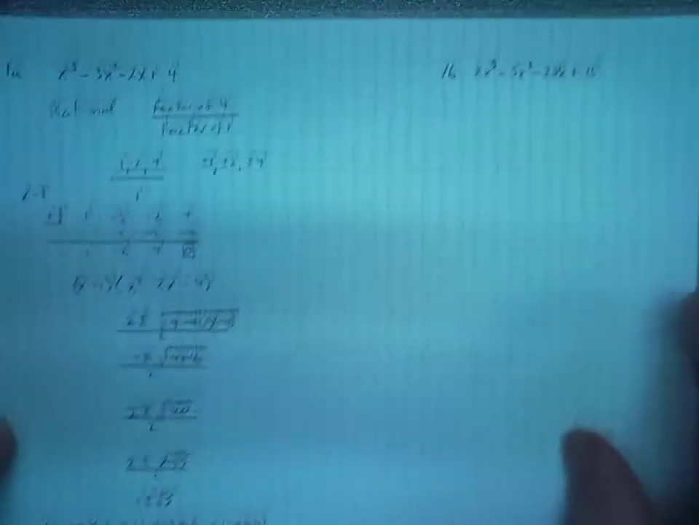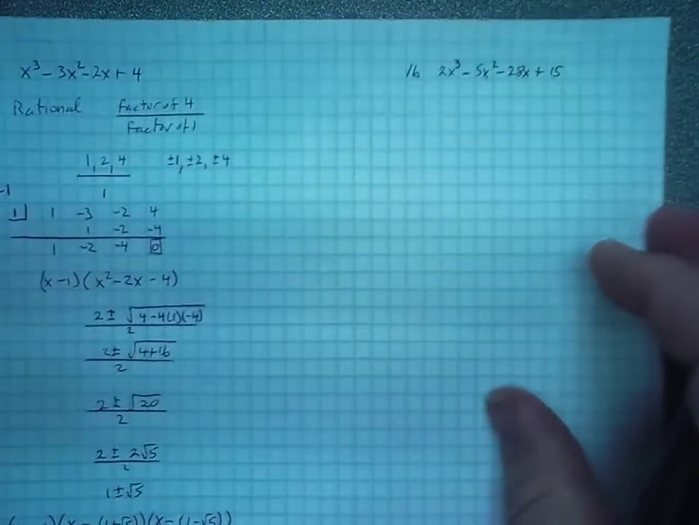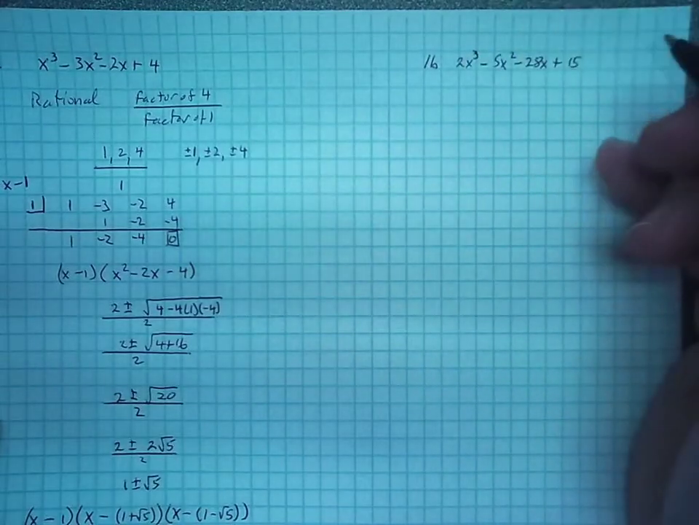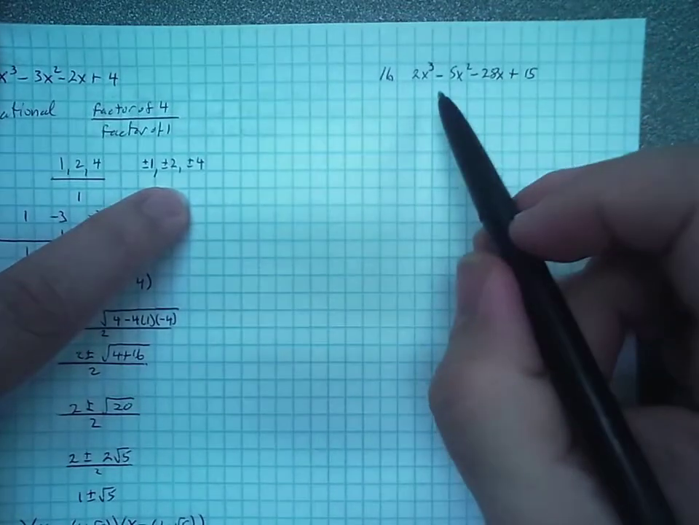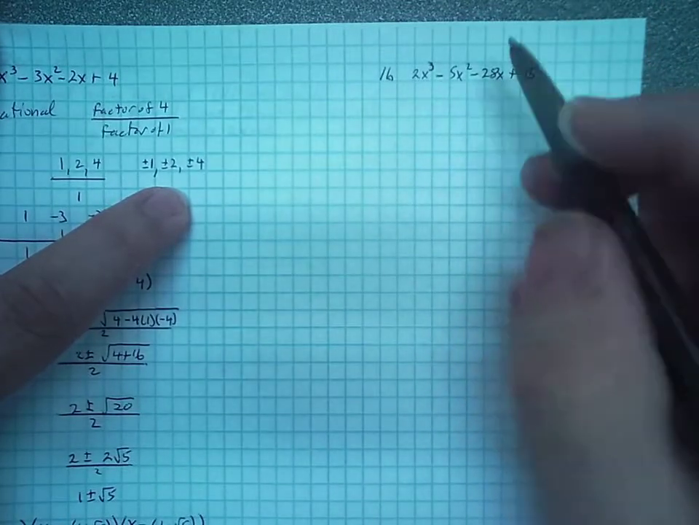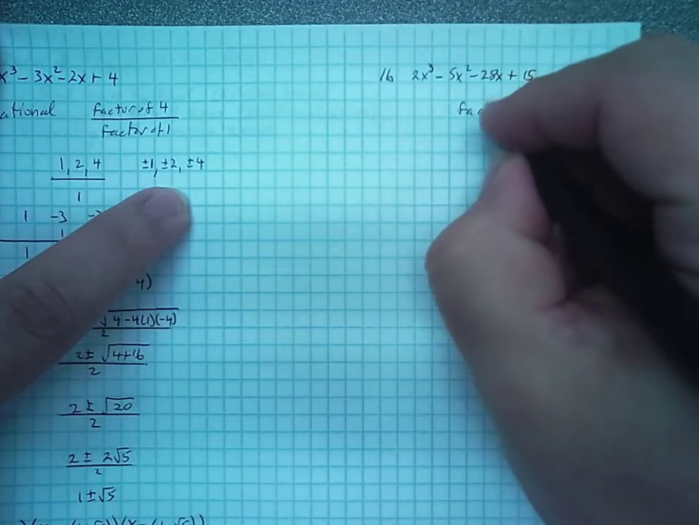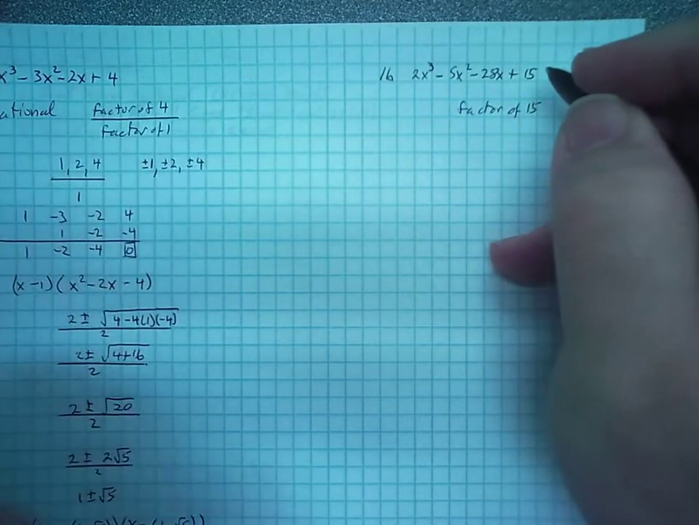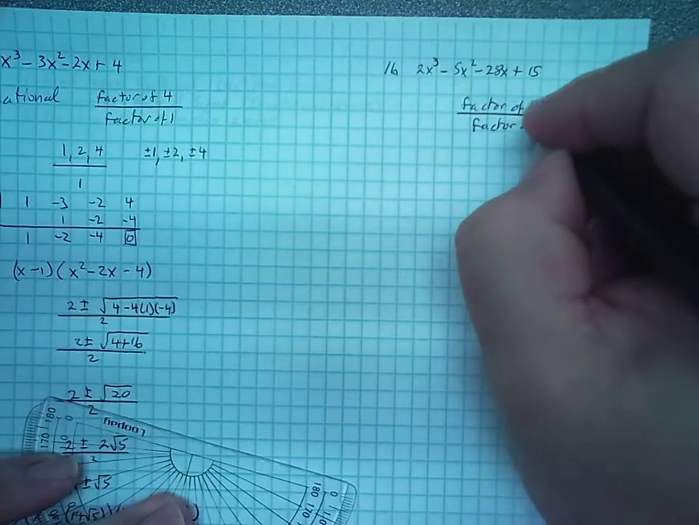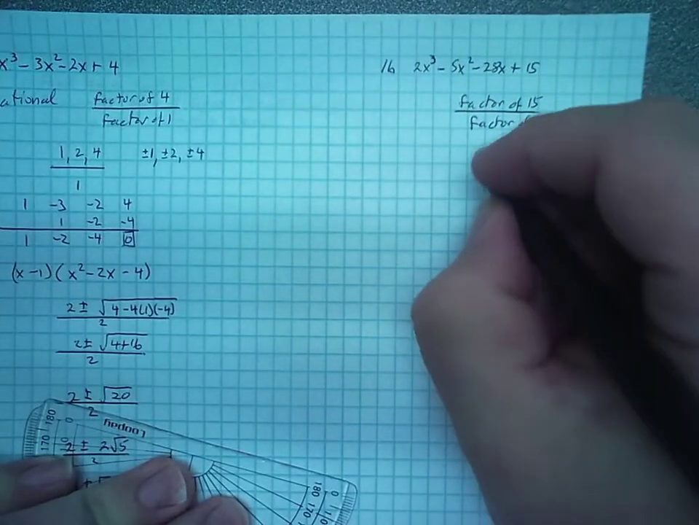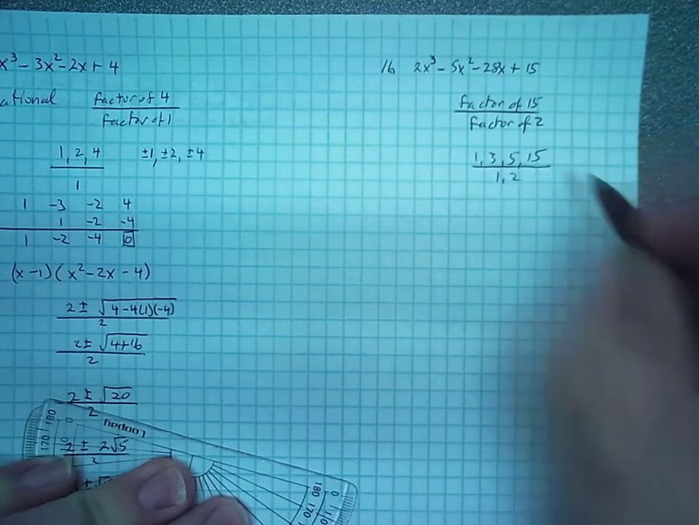As far as my second example, since the first one had a leading coefficient of 1, we ended up with no fractions on our list. And I want you to see this working with a leading coefficient that's not just 1. So in this case, if we're looking for rational zeros for the polynomial 2x cubed minus 5x squared minus 28x plus 15, the top will be factors of 15, and the bottom will have factors of 2. So 1, 3, 5, and 15 on top, and 1 and 2 on the bottom.